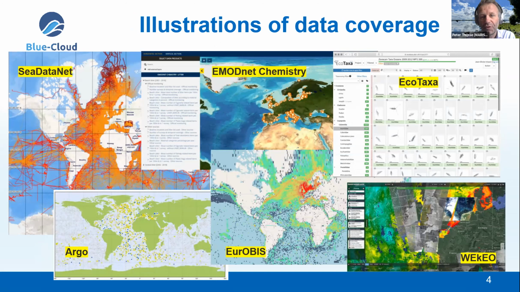We have EMODnet Chemistry, which is really focusing, as it says, on the chemical side of data. We have EurOBIS with biodiversity data, Argo with all these floaters, all these dots are floats in the ocean. And we have WEkEO on the bottom right, which is remote sensing data. So it's a broad landscape of data that we have.